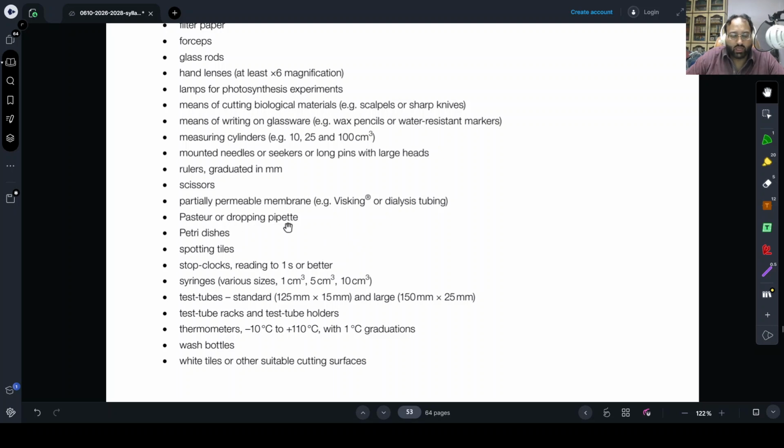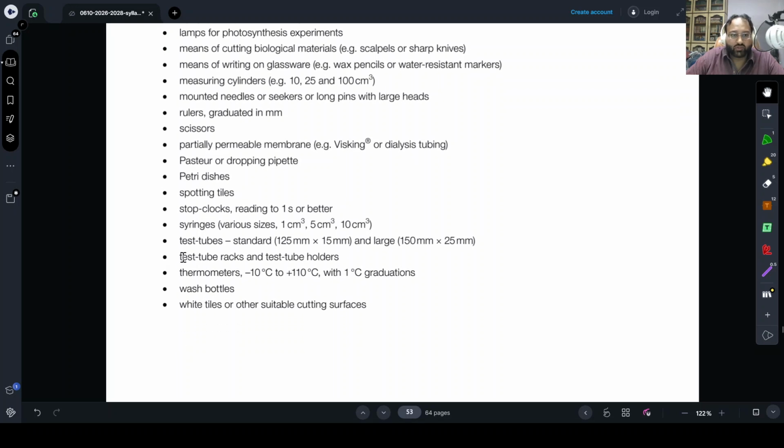Pasteur or dropping pipette, petri dishes, spotting tiles, stop clocks reading to 1 second or better. Right, so maybe better than 1 second, split seconds. Syringes again of various volume. Test tubes, right? So the standard 125 by 15 millimeter and larger ones, which are 150 by 25 millimeters. Test tube racks and test tube holders. Thermometers going from -10 to 110 degrees Celsius with 1 degree graduations.